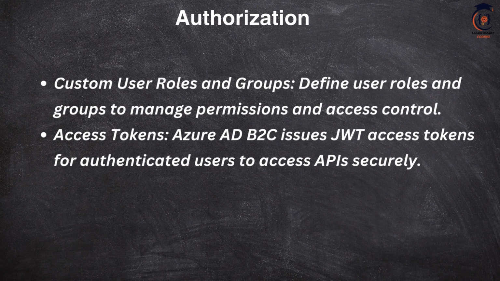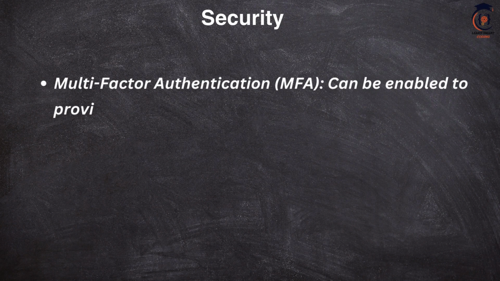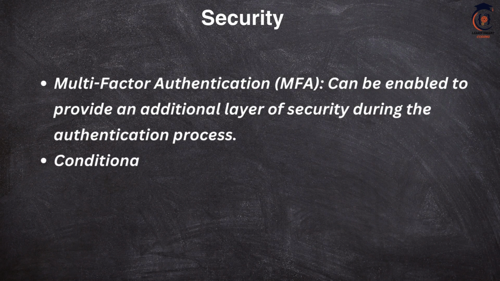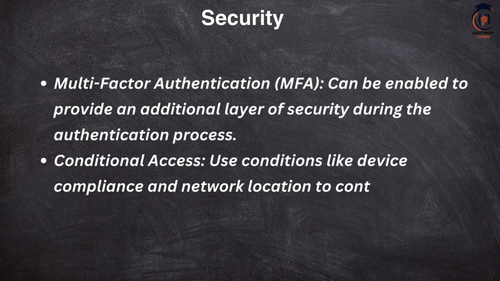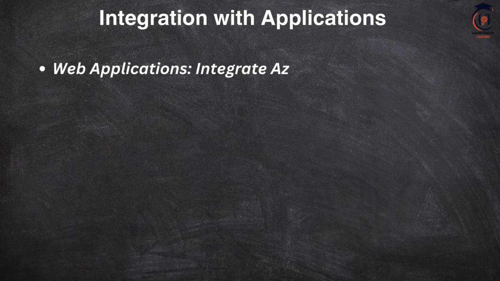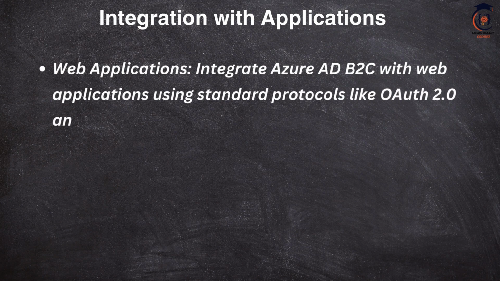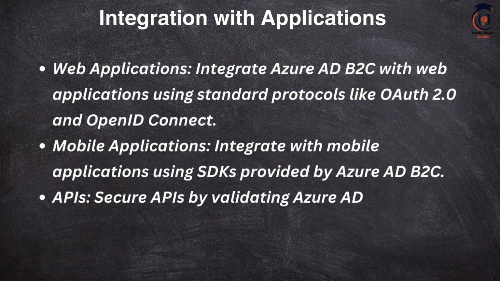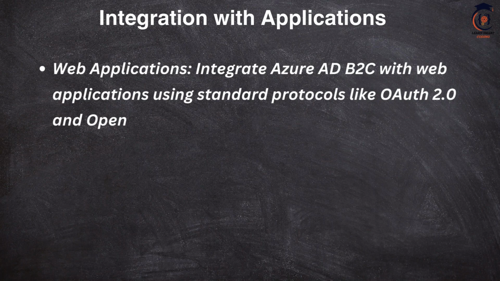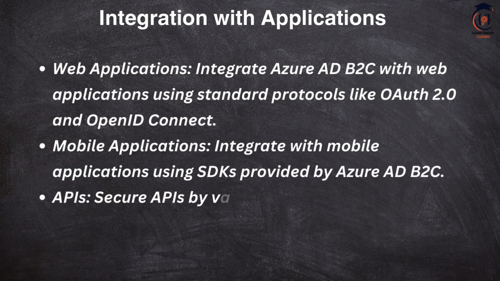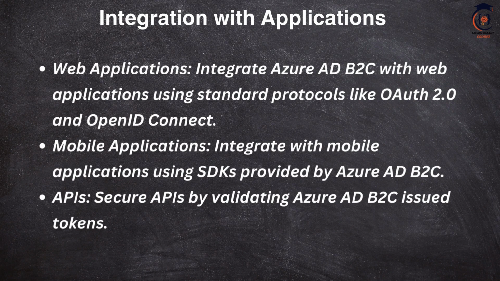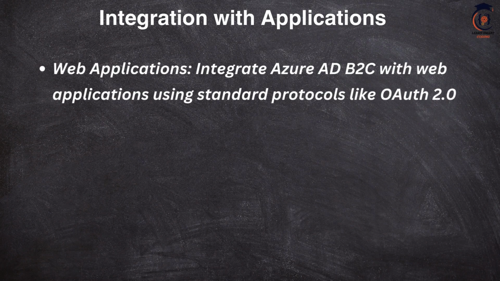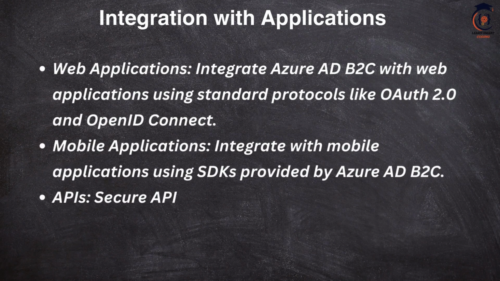From a security perspective, you can use multi-factor authentication and conditional access, for example for device compliance. There are a lot of good things in security. And you can also integrate this with a web application, a mobile application, or some APIs. It uses the OAuth 2.0 and OpenID Connect protocols. So you can integrate this with your web application and your APIs, and secure them. You can also use it for a mobile application. There are separate SDKs given by Microsoft for AD B2C that you can use to have your mobile application integrated with this.